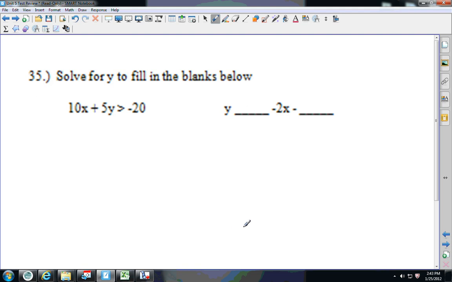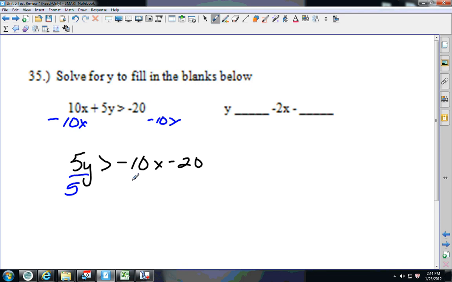Here's the next one. They want us to fill in these blanks. Well, first off, what they're trying to get me to do is to solve for y. So it's the same thing like we did a minute ago. Subtract 10x from each side. I get 5y is greater than negative 10x minus 20. Divide by 5. Y is greater than negative 2x minus 4. So what you're putting in here is you're going to put the greater than symbol in that one and 4 right there.